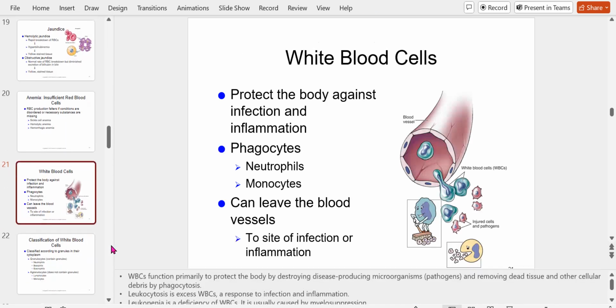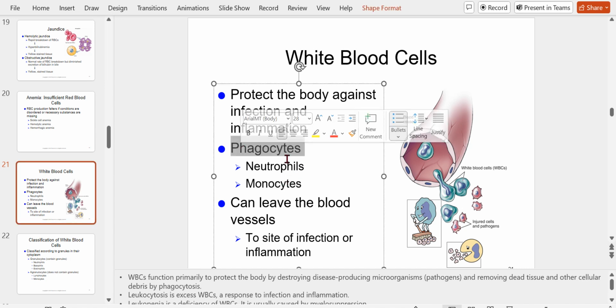White blood cells, the WBCs, protect the body against infection and inflammation. There are phagocytes. These are what we say are Pac-Man: chomp, chomp, chomp. They degrade things, like old RBCs, any type of pathogen or bacteria that gets in, it will hopefully get the chomp, chomp, chomp.